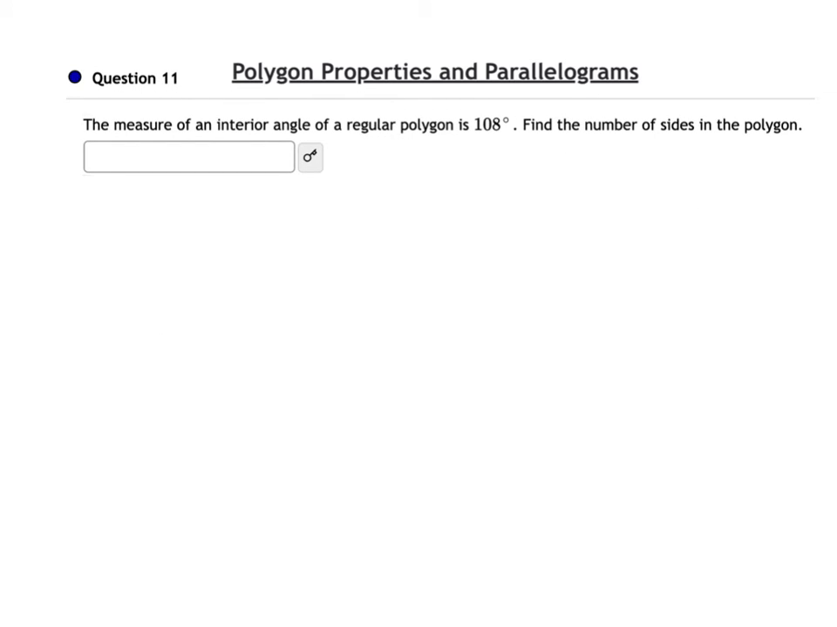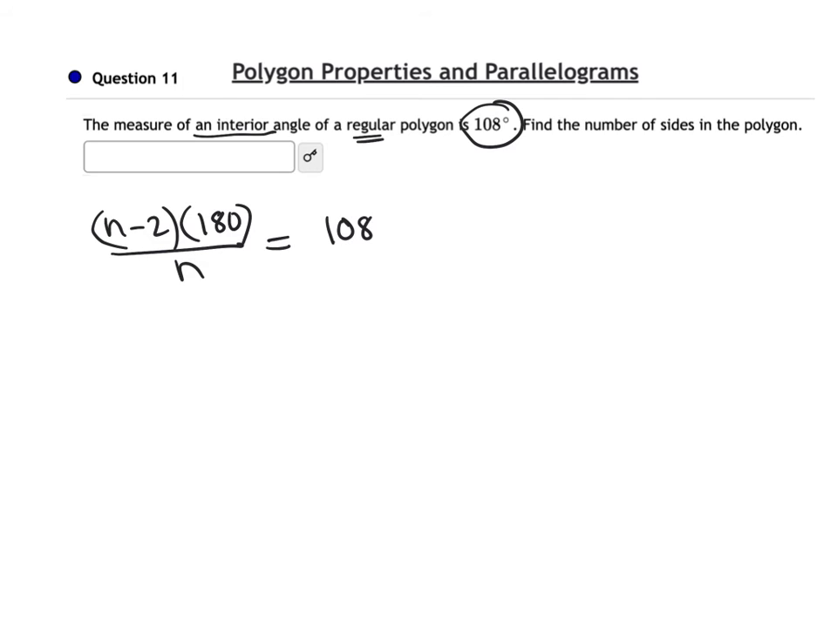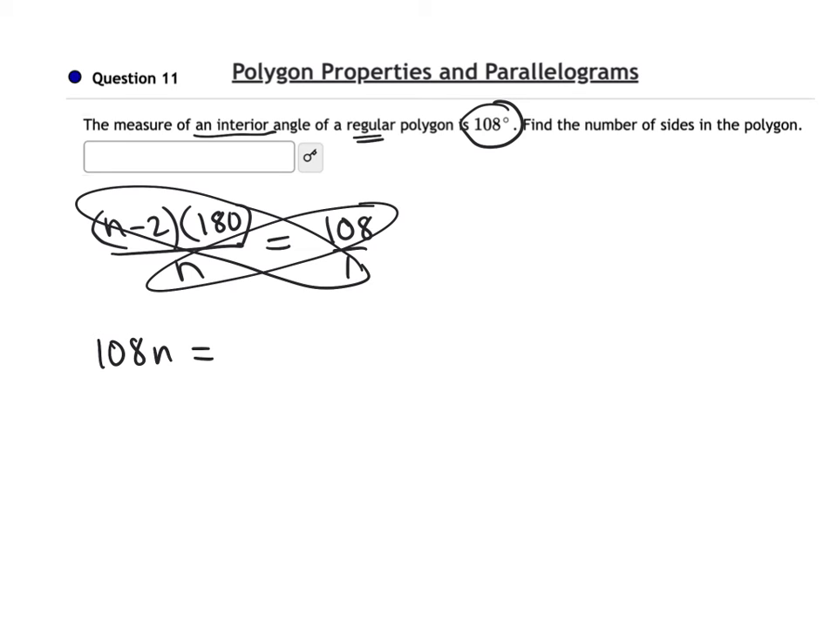Another example, a lot like the last one. I know the measure of an exterior angle, one of them, in a regular polygon, they're all equal, is 108 degrees. N minus 2 times 180 is the sum of all of them. If I divide by the number of them, I get one interior angle. Now we'll put this over 1 and cross multiply. 108n equals 1 times n minus 2 times 180. The 1 doesn't do anything, and I'll distribute the 180. It's 180n minus 180 times 2 is 360.